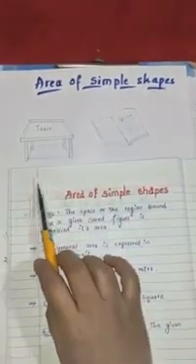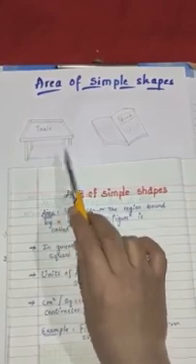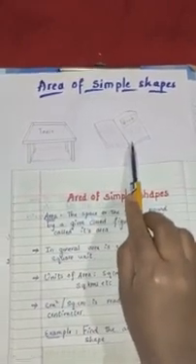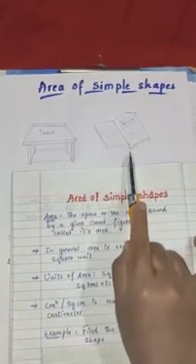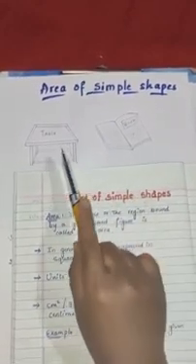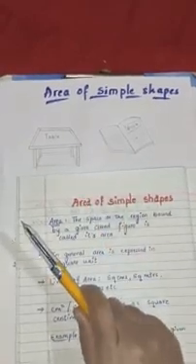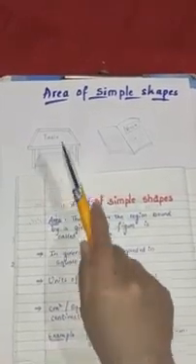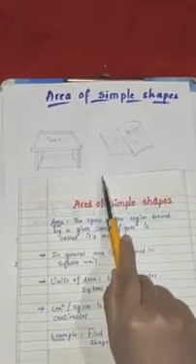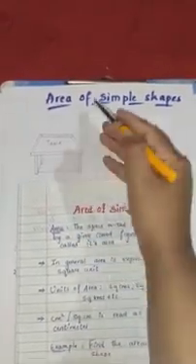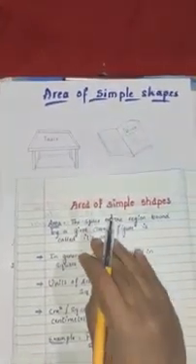Okay children, can you see these two objects here? This is a table and this is a book. Just observe both objects and tell me which is the biggest one and which is the smallest one. Yes, the table is the biggest one and the book is the smallest one, right?